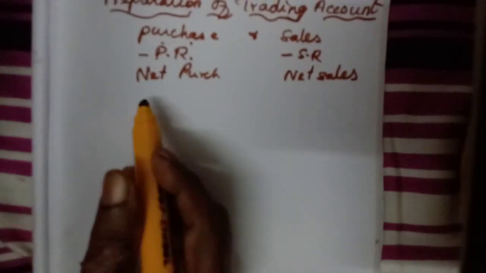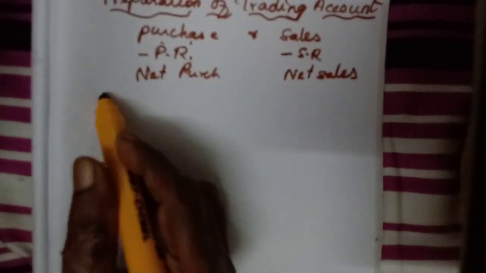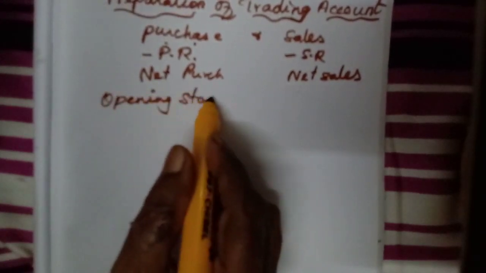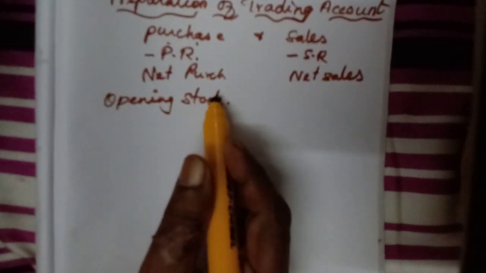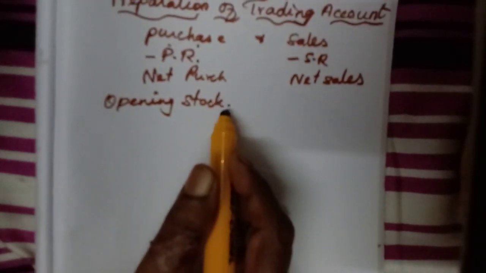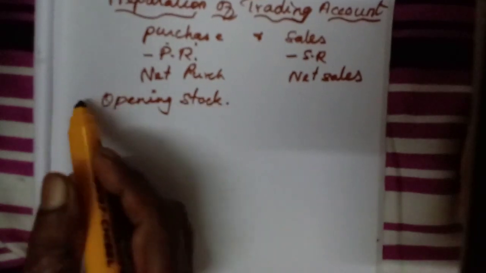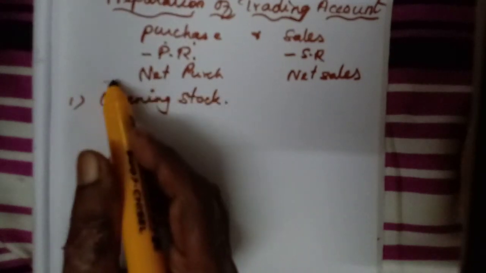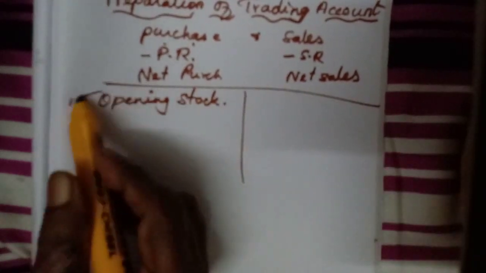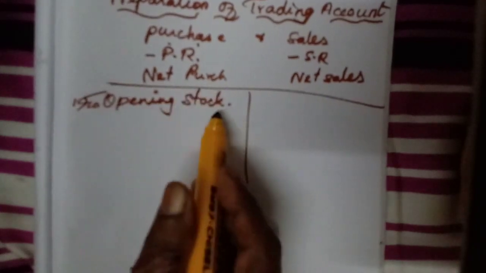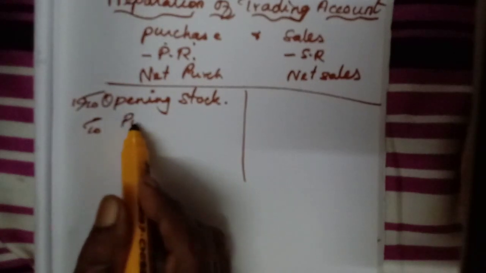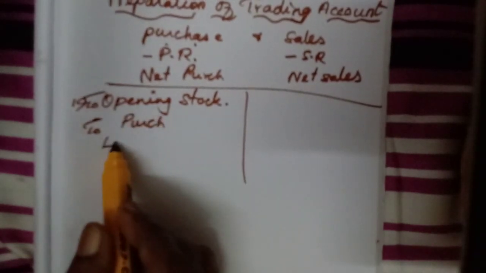Then here that opening stock we have to take. What is opening stock? The stock which was unsold in the last year. The last year's closing stock only will become the opening stock. So this is the first item, to opening stock. It is having 2 pages. 2 pages you have to use. To opening stock, then to purchases, less purchase returns.